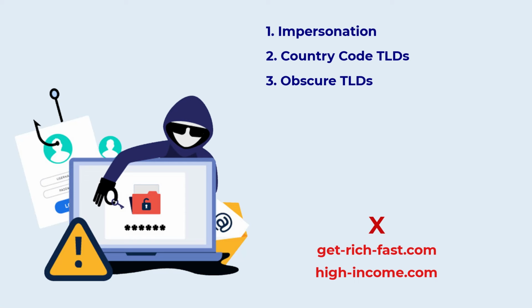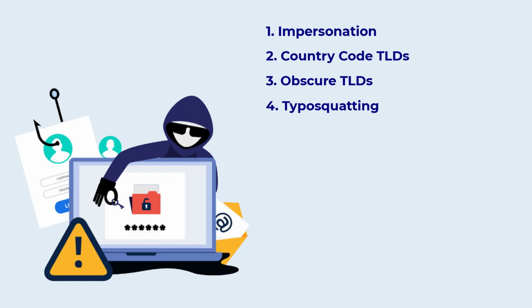To avoid suspicion, scammers may choose top-level domains that are uncommon or rarely used. Victims may be less familiar with these top-level domains and may be more likely to trust them, thinking they represent a legitimate website.